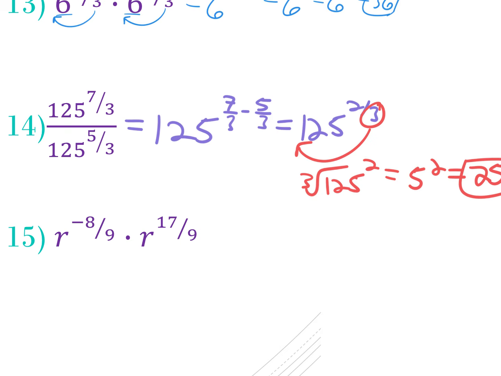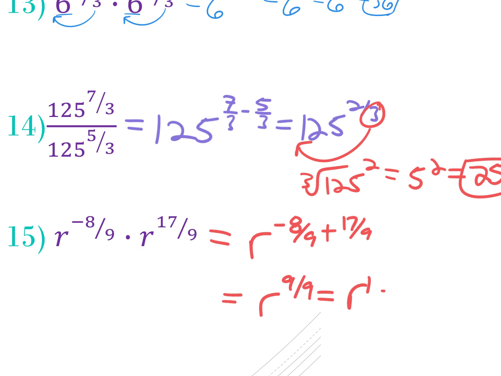Keeping that in mind, try the next one. It should be super easy. I'll give you guys maybe 20 seconds. Good, because you can, again, just combine these exponents, and then we get r to the negative 8 over 9 plus 17 over 9. And then you get r to the 9 over 9. And that's r to the first, which is just r. Nice, guys. Super easy.